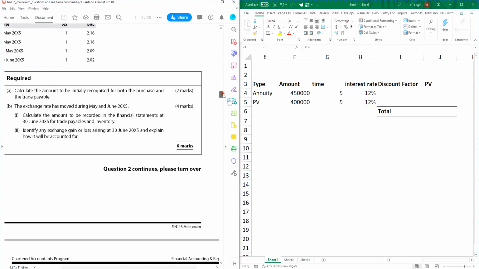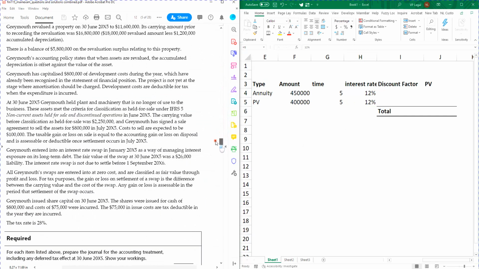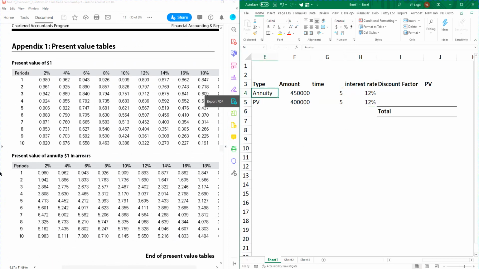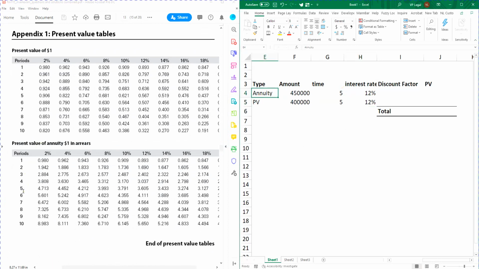And then if we just skip back to our exam papers at the end, there's the present value table. So the first one, annuity, this one down here. So we want to figure out what the discount factor is. So periods is 5, and then the interest rate is 12. We can find that value at the intersection, so it's 3.605. And then the present value of the final payment of $400,000 in year 5, 12% is 0.567.